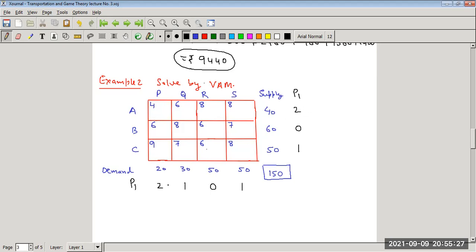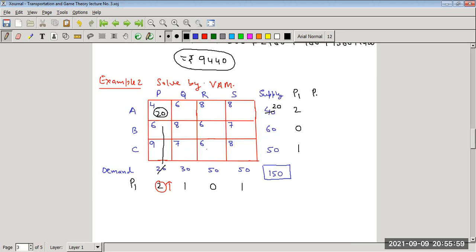And there is a tie in penalty. So we calculate which gives the minimum, because it is common. This 4 is common to this 2 as well as this 2. So we choose any one of them. So let us choose this one. If we choose this, then we can assign 20 items to this point. After assigning 20 items, this column is exhausted and we are left with 20 items.